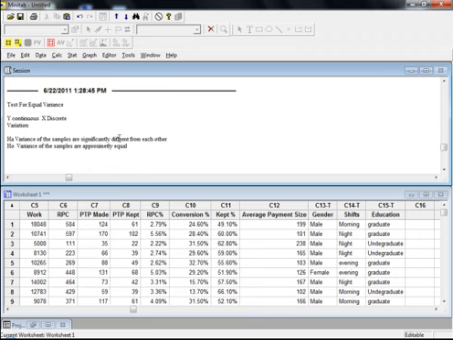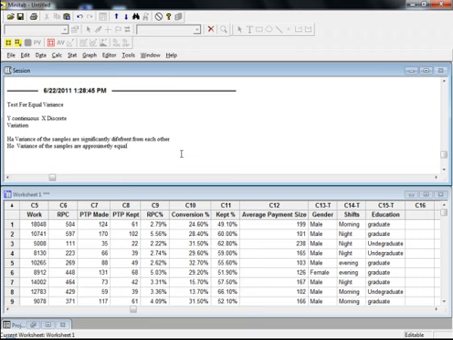Whenever you are conducting a test for equal variance, you will have to understand that the null hypothesis will say that the variance of all the samples is approximately equal, and the alternate hypothesis will say that the variances of the samples are not equal. They are rather significantly different from each other.